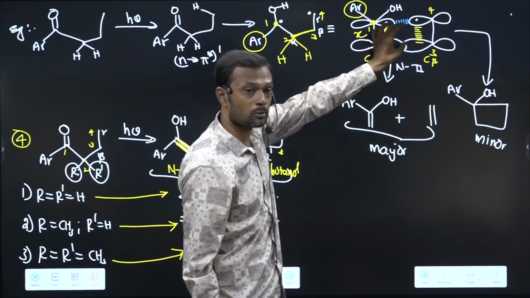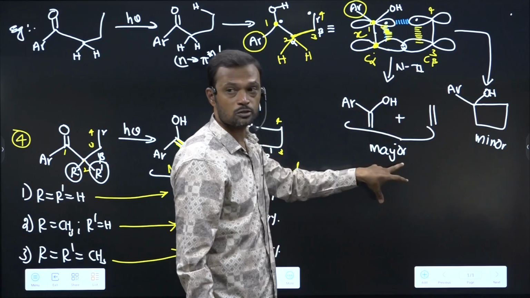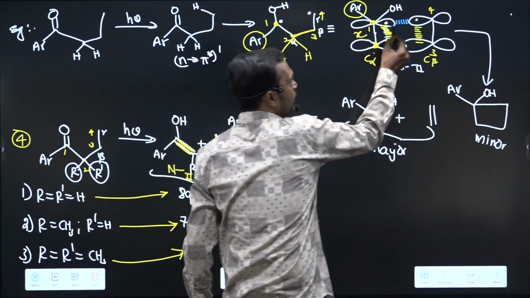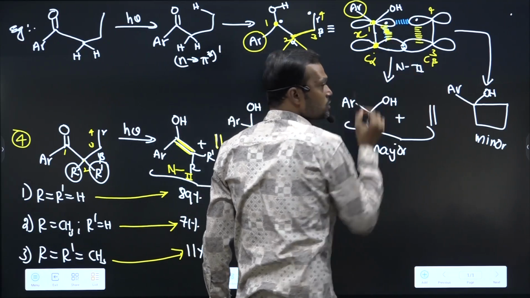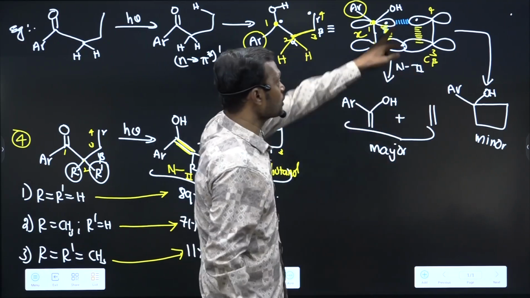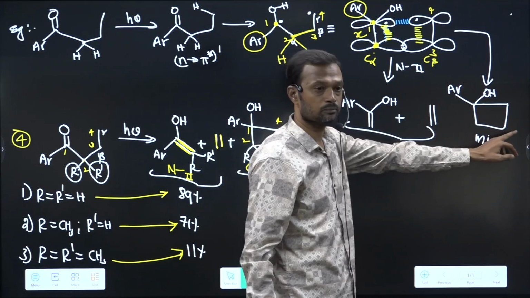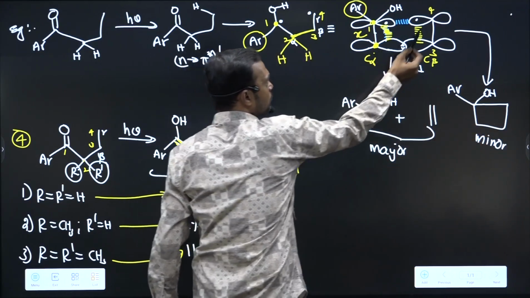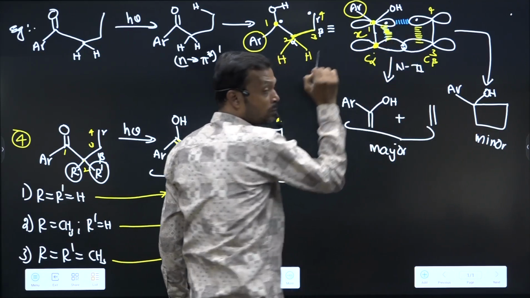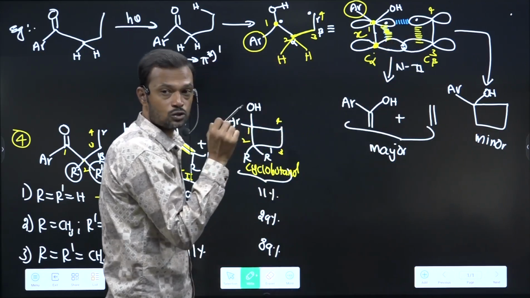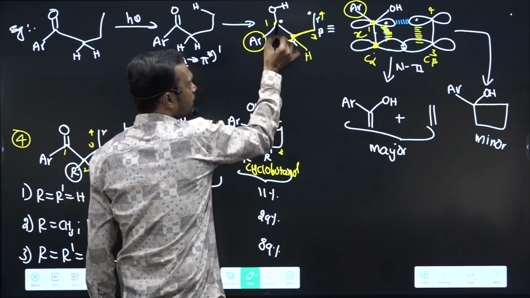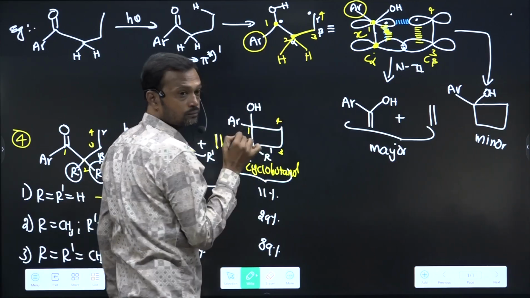When sideways overlap is very strong, Norrish type 2 cleavage is major. When linear overlap is very strong, sideways overlap is weak, and cyclobutanol is major. So now, why are these four orbitals in one plane? Why are these all in one plane? Because there is no steric crowding between the alpha carbon substitutions and the carbonyl carbon substitution.